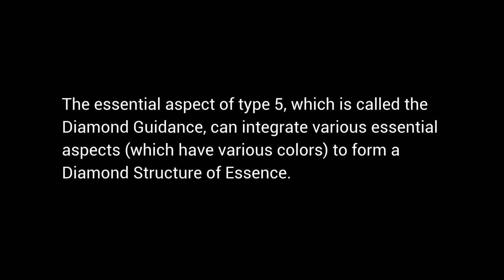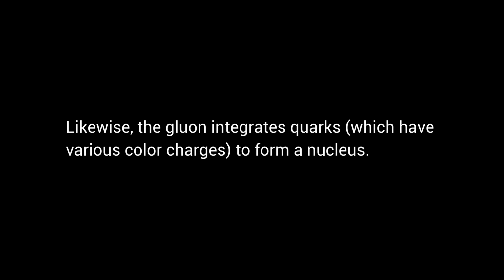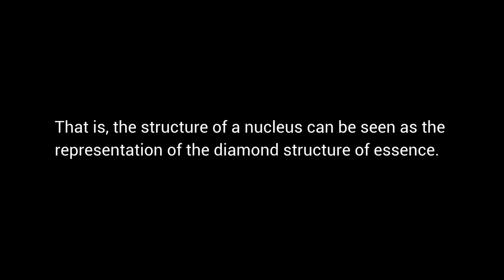The essential aspect of Type 5, which is called the diamond guidance, can integrate various essential aspects, which have various colors, to form a diamond structure of essence. Likewise, the gluon integrates quarks, which have various color charges, to form a nucleus. That is, the structure of a nucleus can be seen as the representation of the diamond structure of essence.